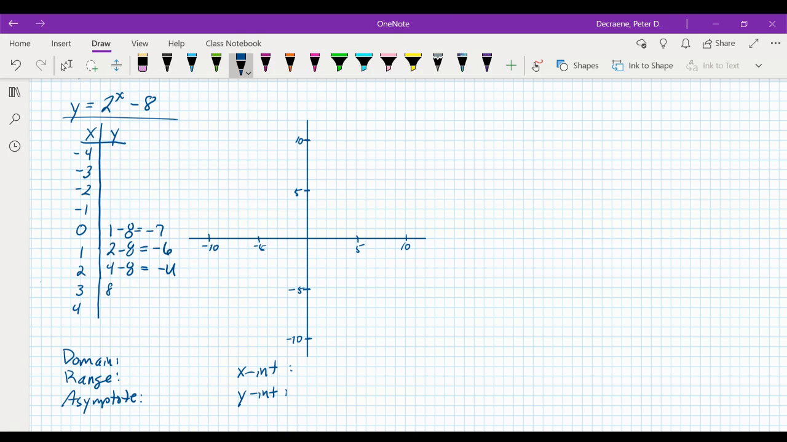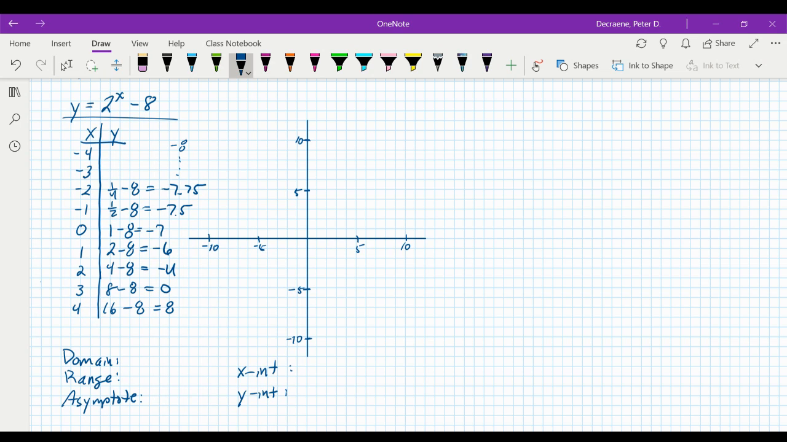2 cubed is 8, take away 8, that's going to be 0. 2 to the fourth is 16, take away 8, and that's 8. If we go backwards, 2 to the negative 1 is 1 half, take away 8 is going to be negative 7.5. 2 to the negative 2 is 1/4, take away 8 is going to be negative 7.75, and so on. It's going to get closer to negative 8 there.